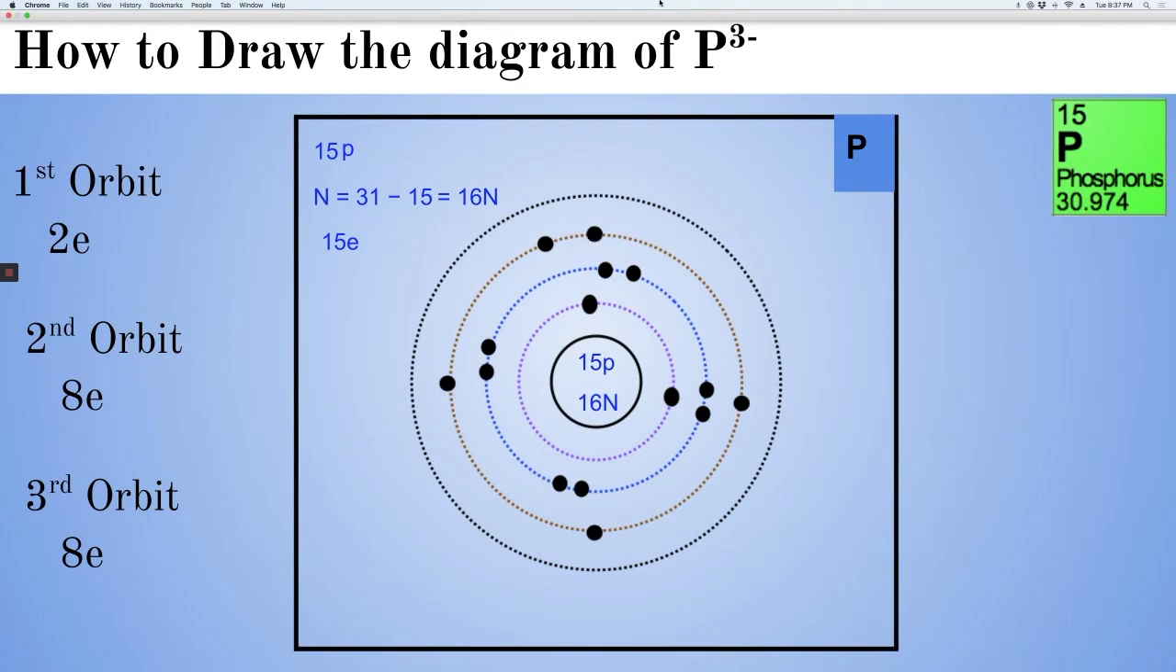So if I add 1, now I have the ion phosphorus 1 minus. If I add another electron, now I have the ion phosphorus 2 minus. And if I add another electron to fill the third orbit, now I have the ion phosphorus 3 minus. And we're done. This is the diagram of the ion phosphorus 3 minus.